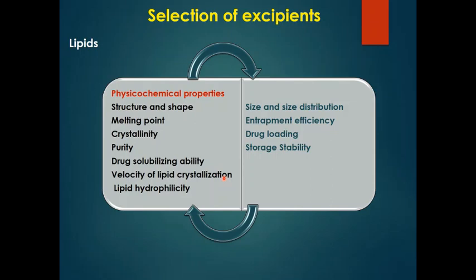So this lipid crystallization: the speed of the crystallization will decide the size. So this is one more important factor. And then hydrophilicity means, as it is already a lipid, it should still have some kind of hydrophilicity, some attractive nature towards the water. Otherwise, it causes precipitation. So these are the major factors which will affect the selection of lipid.